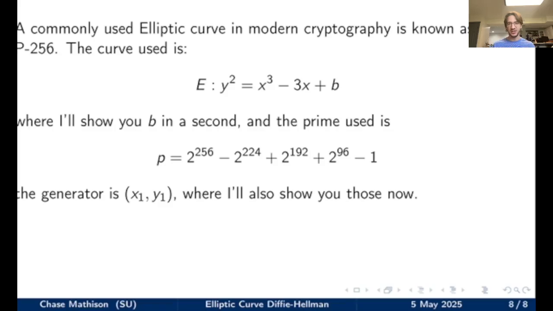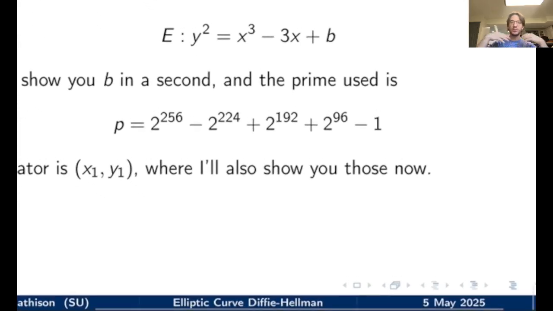Okay, so I'll show you b in a second. I've got another Sage cell opened up. And the prime used is this prime right here. Again, this is publicly available information. The National Institute for Standards and Technology has published this information for everyone to use with cryptography. Okay, so the prime used is 2 to the 256 minus 2 to the 224 plus 2 to the 192 plus 2 to the 96 minus 1. Okay, so that's a big prime number. However, notice the biggest power of 2 here is 256, right? So at the biggest, this is a 256-bit prime number.